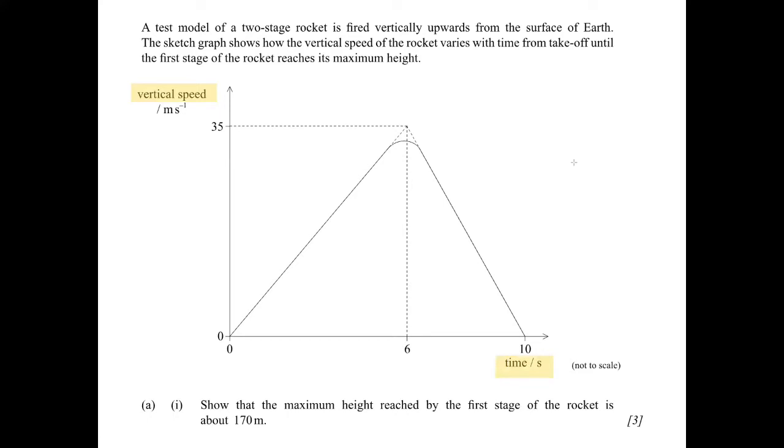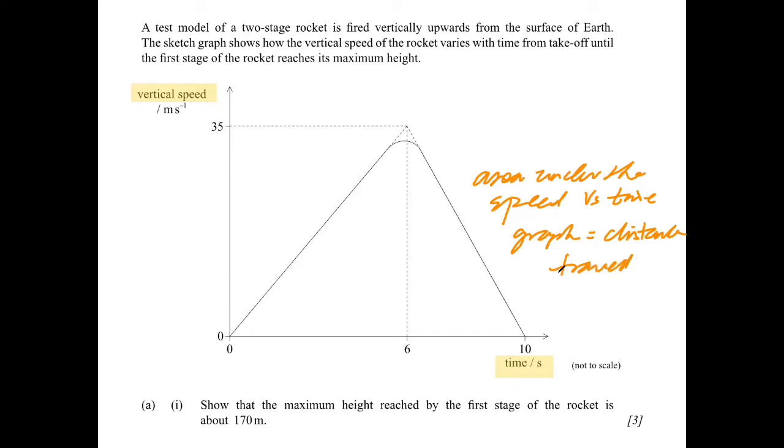So the area under the speed-time graph is the distance traveled. Distance traveled is the area under the graph. So that is 1/2 times base times height, which is 1/2 times 10 times 35. That is approximately 175 meters. So the maximum height reached by the first stage of the rocket is about 170 meters.